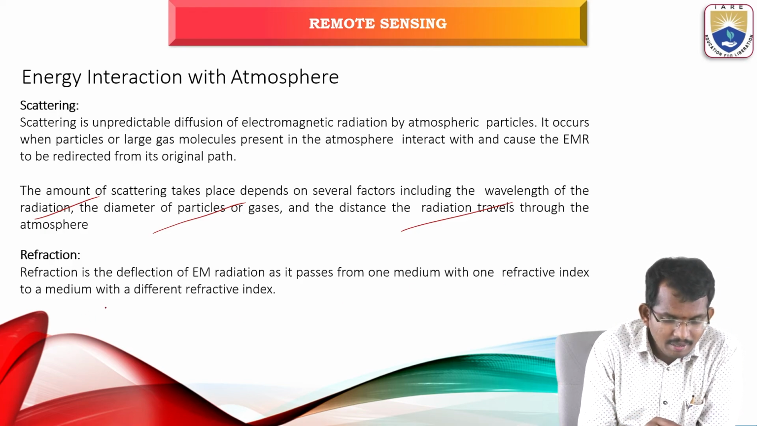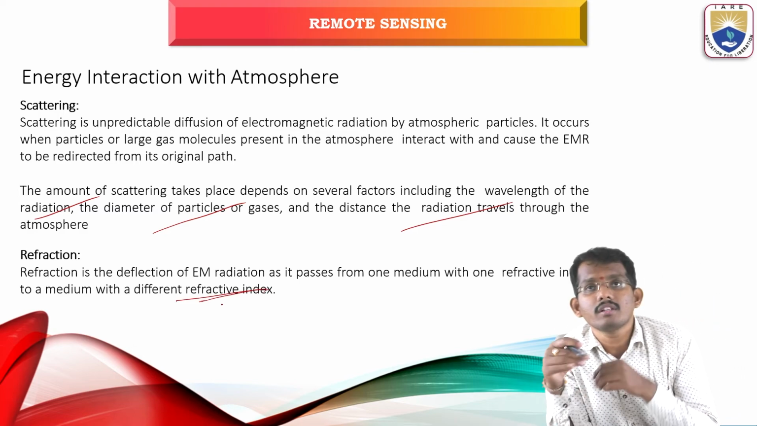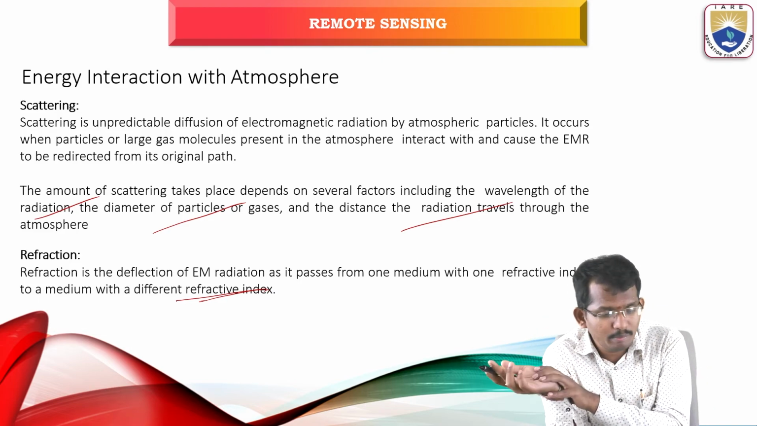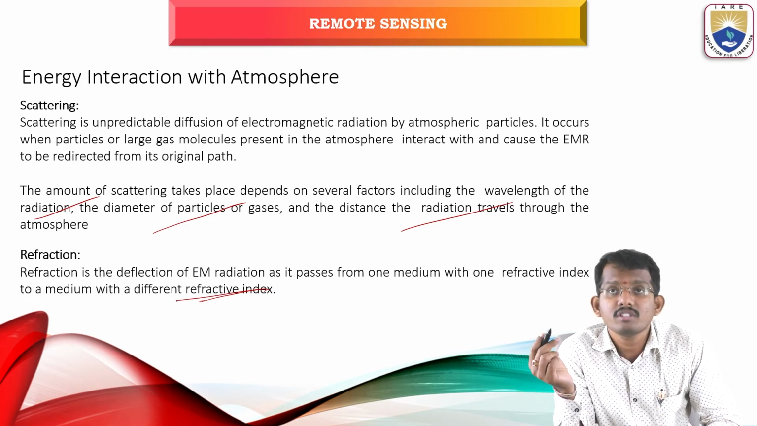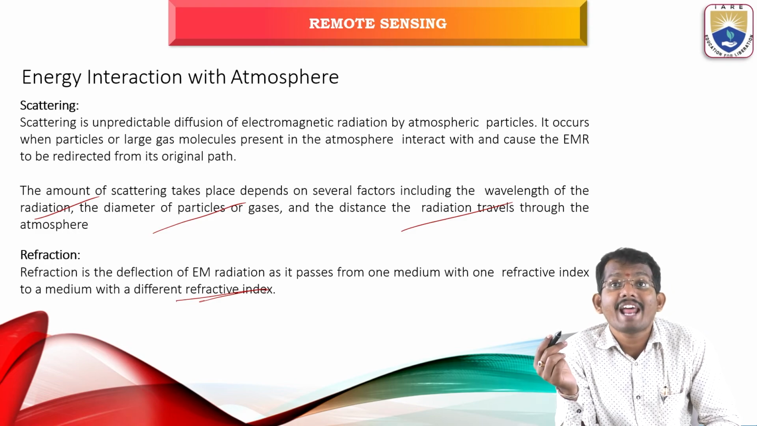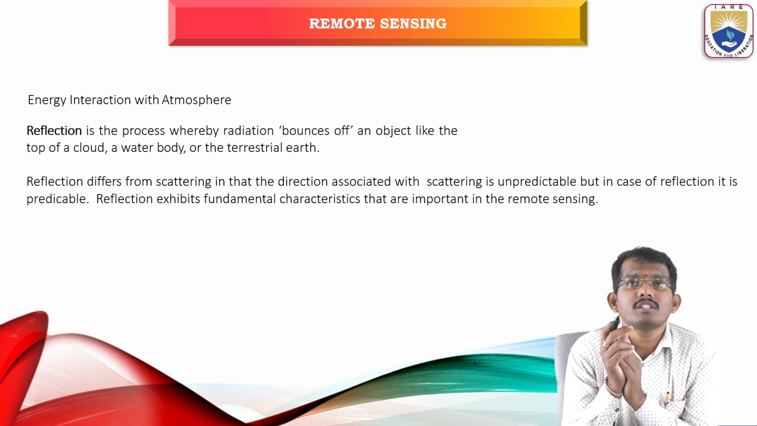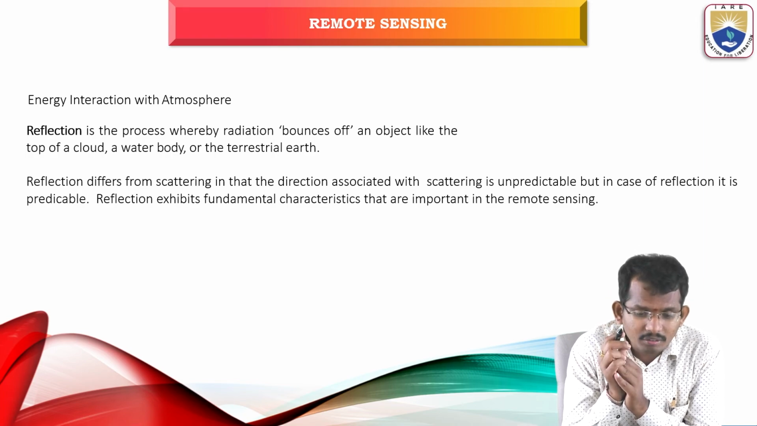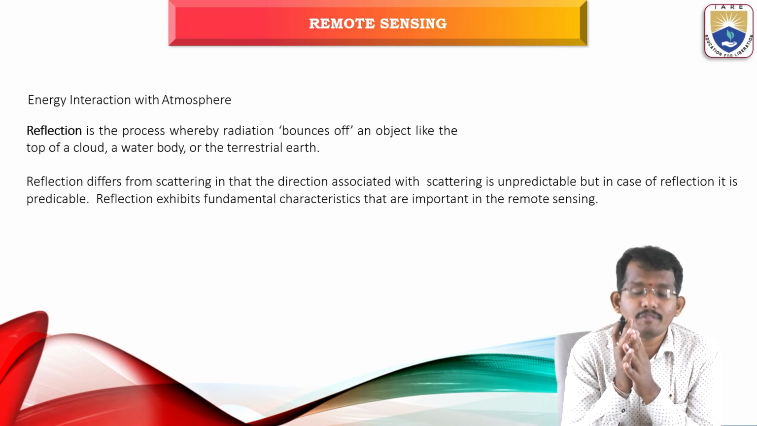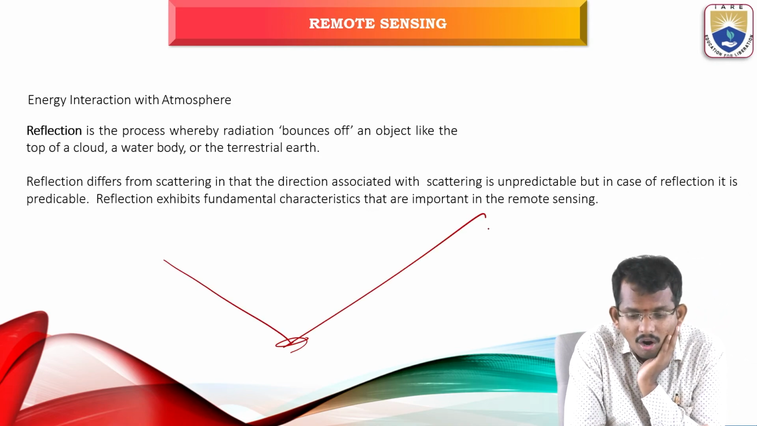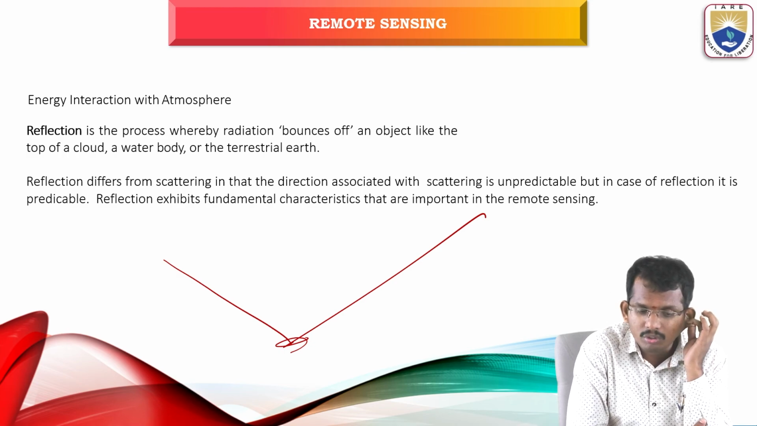Refraction is the deflection of EMR as it passes from one medium to another medium with a different refractive index. Okay, last is reflection. Reflection is a process where radiation bounces off. It falls on the target and reflects back, bouncing off an object like the top of a cloud, a water body, or the terrestrial earth.